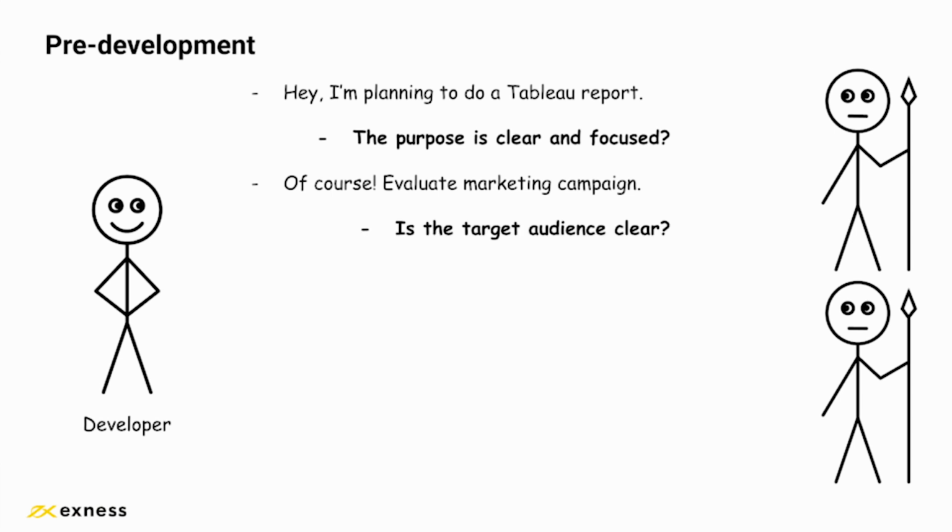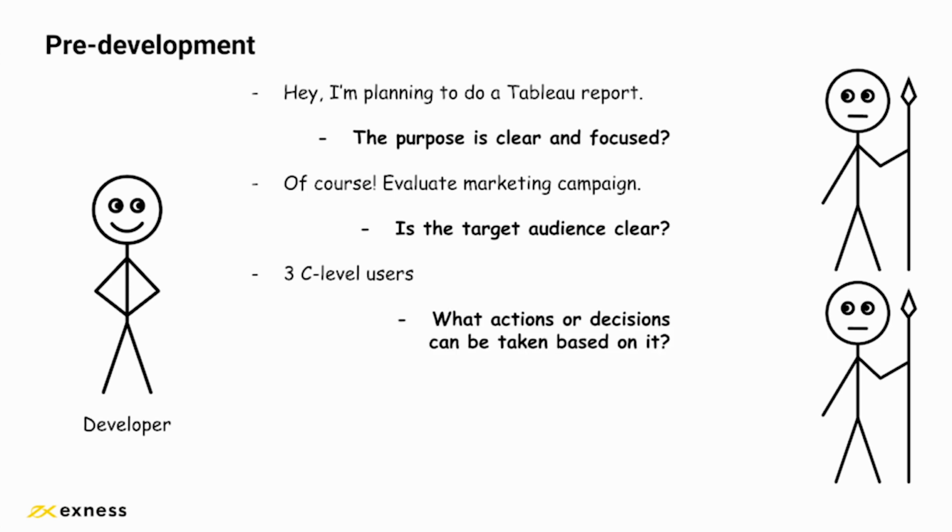The next one is about the target audience. It's very important for us to know what the target audience is in terms of licensing, security, and so on. And we are also waiting for a rather clear answer here. For example, 3 C-level users, no questions anymore here, so it's clear. And the last one, maybe the most tricky question here: what actions or decisions can be taken based on it?